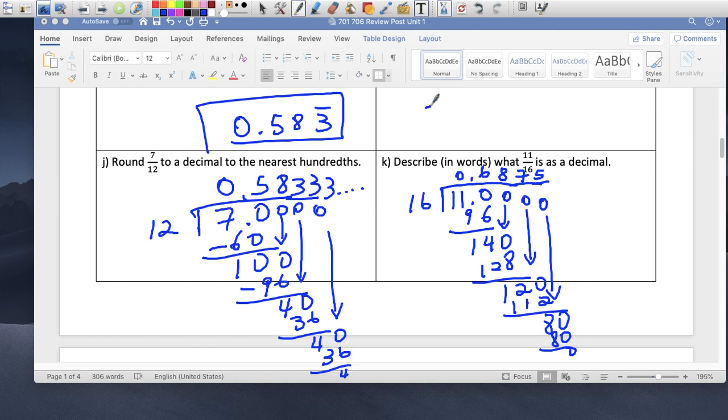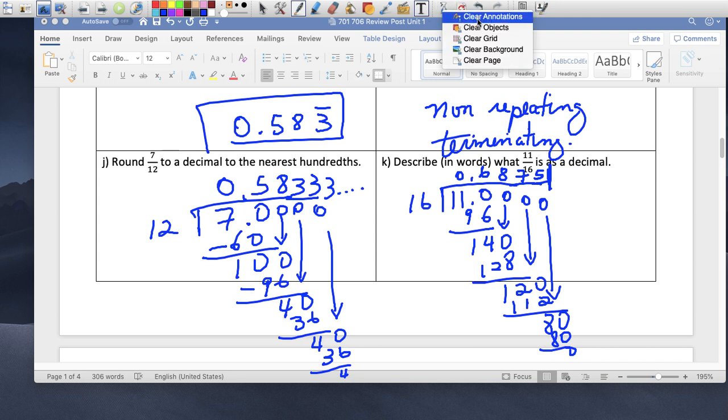This is called a terminating decimal. It doesn't repeat. Nothing's repeating. It's a decimal that never repeats, and it actually ends right here. That's your answer, because you have no remainder.